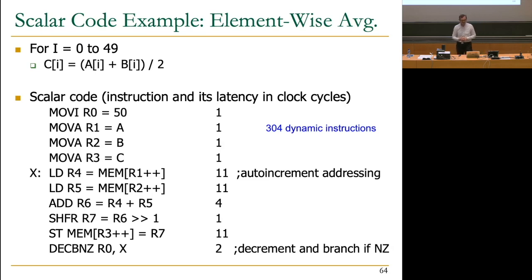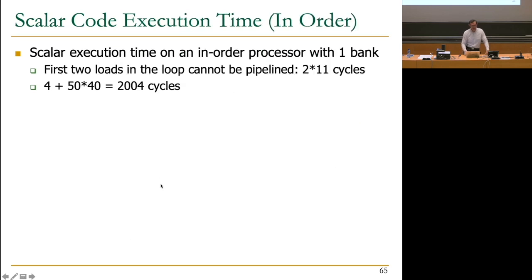This is a lot. We will reduce it down to 7 with vector code. It's going to be beautiful from that perspective. So it's going to be nice from the energy efficiency perspective. But before we get to this, let's do some rough analysis in terms of how long it takes to execute this code on a scalar processor, an in-order processor with one bank.